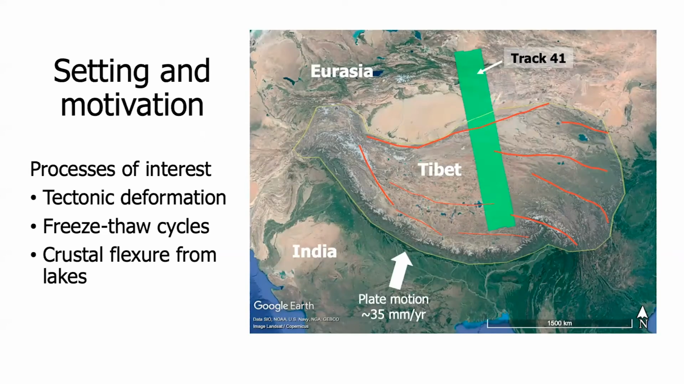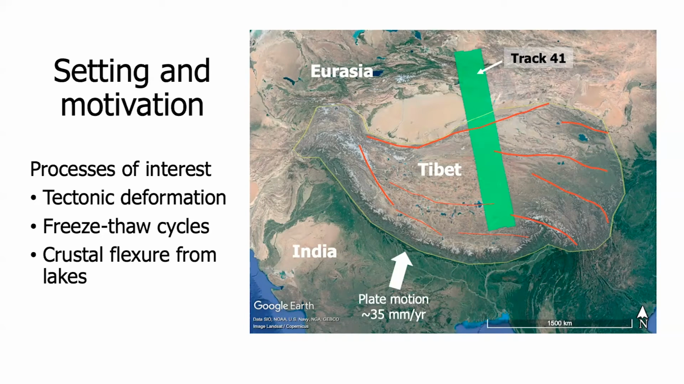The reason this region is interesting to us is that India is colliding with Eurasia at a rate of about 35 millimeters a year. What that's doing is building a high altitude plateau and causing widespread deformation across the region. One of the big arguments in tectonics since the 70s is how this deformation is distributed across the region. Is it on faults, or is it through block deformation? One way that we're going about answering that is building an InSAR time series across the entire region.